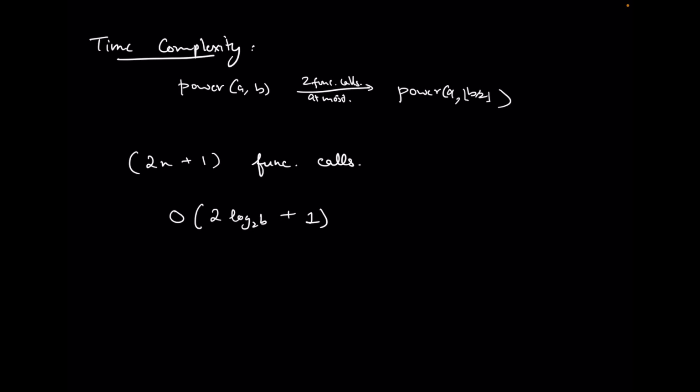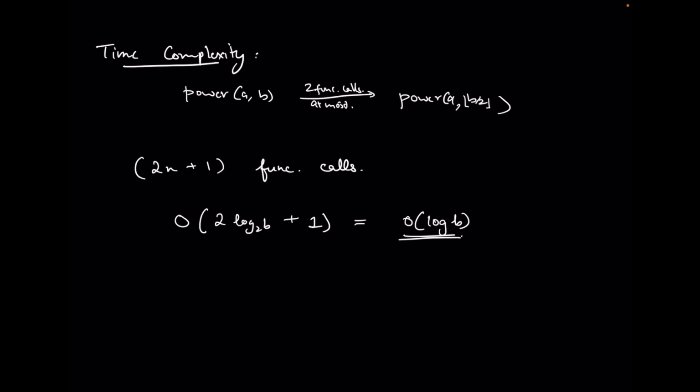So this means that, since this is the number of function calls we make, in each function we basically have some constant time operations, right? So the total time complexity of the whole recursive function is going to be the number of function calls times the time for each function, right? Which is simply equal to the total number of function calls, right? So that's going to be big O of 2 into log b plus 1, right? And this is equal to the big O of log b.